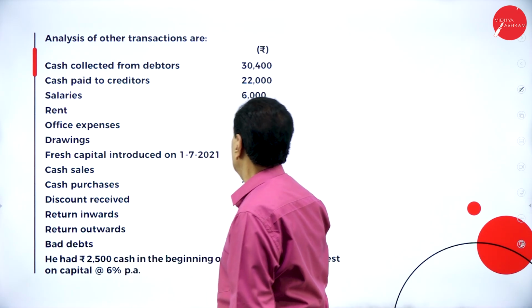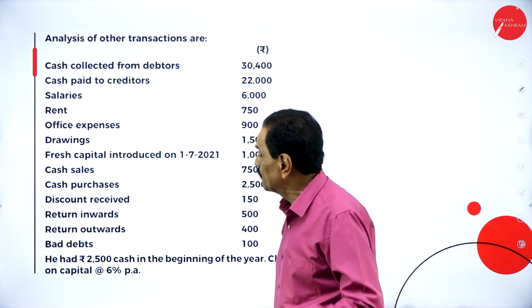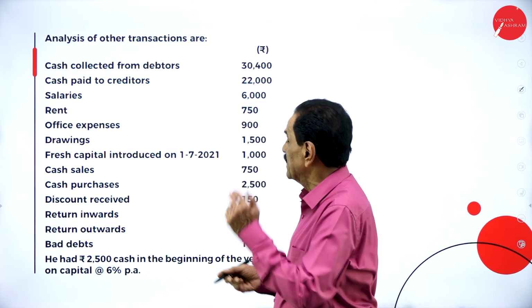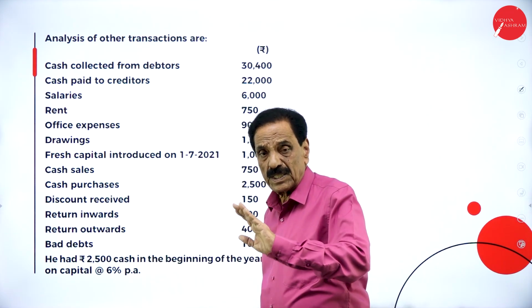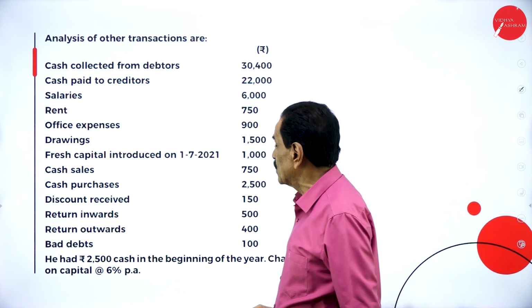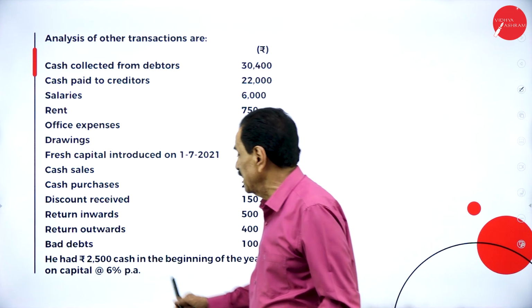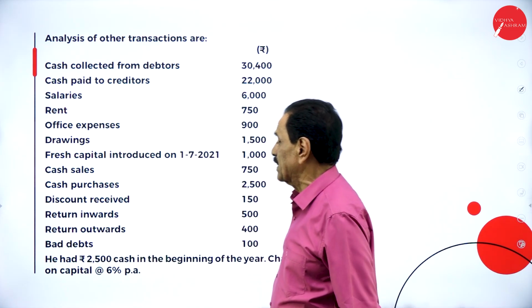Rent paid is an expenditure. Office expense is an expenditure. Drawing means your cash account will be reduced. Fresh capital introduced: your cash account will be raised. Cash sale: cash account will be raised. Cash purchases: your cash account will be reduced. Discount received is nothing but a non-cash transaction. Return inward means sales return. Return outward means purchase return.